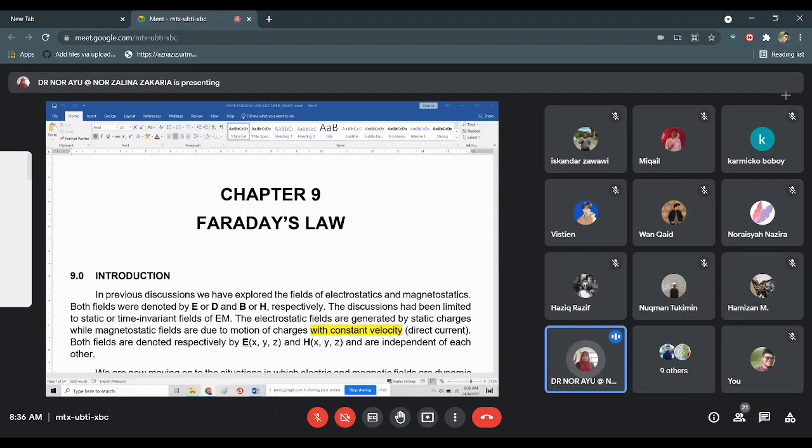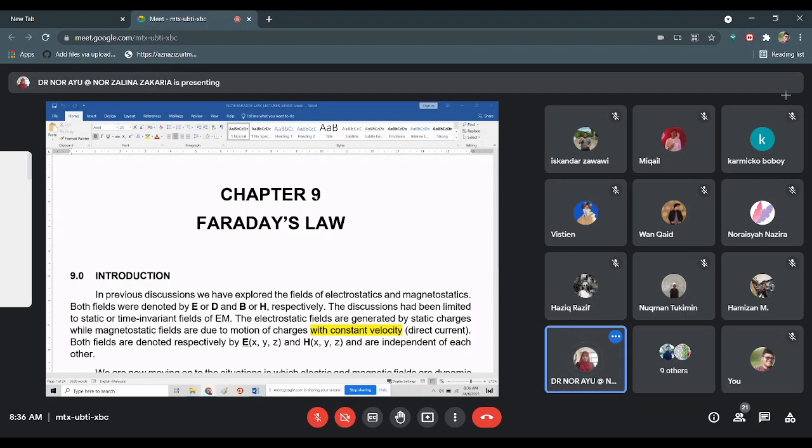Alright, today we continue our second last chapter, which is Faraday's law. So ignore here, it stated chapter 9. It should be chapter 3 in your syllabus.